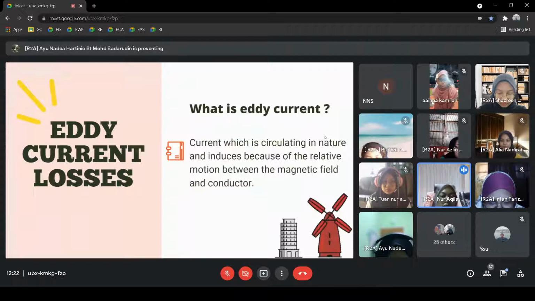So, before we learn about eddy current losses, we need to know what eddy current is. Eddy current is the current that circulates in nature and is induced because of the relative motion between the magnetic field and conductor.